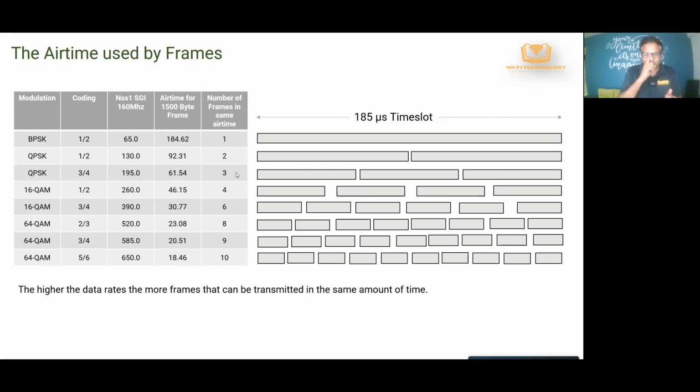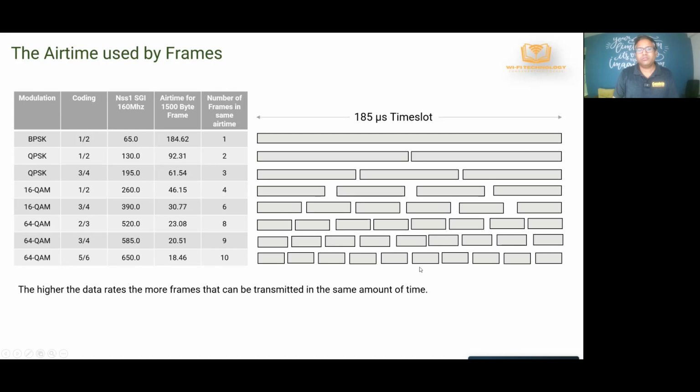So if you look at this particular example, if you are using BPSK, very low order modulation rate, 1/2 coding, you are transmitting at a physical data rate of about 65 megabits per second. Now, at 65 megabits per second, it takes about 184 microseconds to transmit a 1500 byte frame. So a normal .11 frame is approximately 1500 bytes, and it takes 184 microseconds at that speed. Now as you increase your speeds, if you came from 65 to 650 megabits per second at 64 QAM modulation rate, now within that same time slot, you can send 10 such frames.